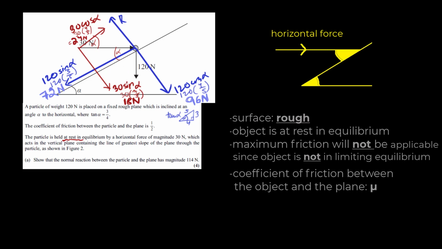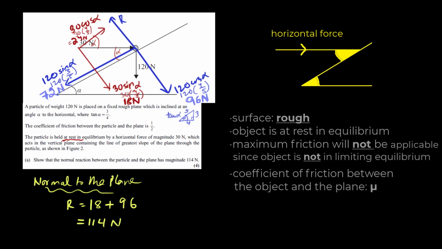Now, show that the normal reaction is 114. For the normal reaction, we don't need to worry about the friction at all. It's normal to the plane, so taking components normal to the plane, friction doesn't work perpendicular to the surface, so it doesn't matter here. Upward forces are R, and downward forces are this component 30 sine alpha, which is 18 Newton, plus 120 cos alpha, which is 96 Newton. When you add this up, it is going to be 114 Newton.